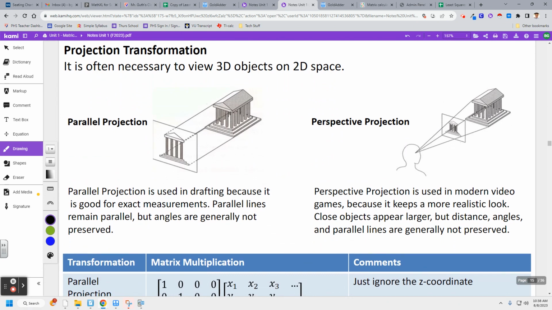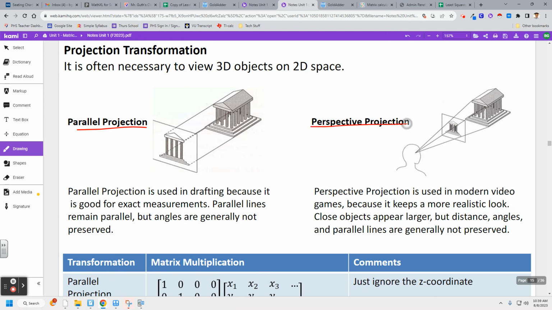Now, projection transformation. It is often necessary to view 3D objects in 2D space. Parallel projection, you might have used this. If you ever did like a drafting class or like an AutoCAD class, you had to take a three-dimensional object and try to draw it on a piece of paper with all the dimensions and stuff. That's parallel projection. Parallel projection is used in drafting because it's good for exact measurements. Parallel lines remain parallel, but angles are generally not preserved. This is good for drafting and engineering and stuff.